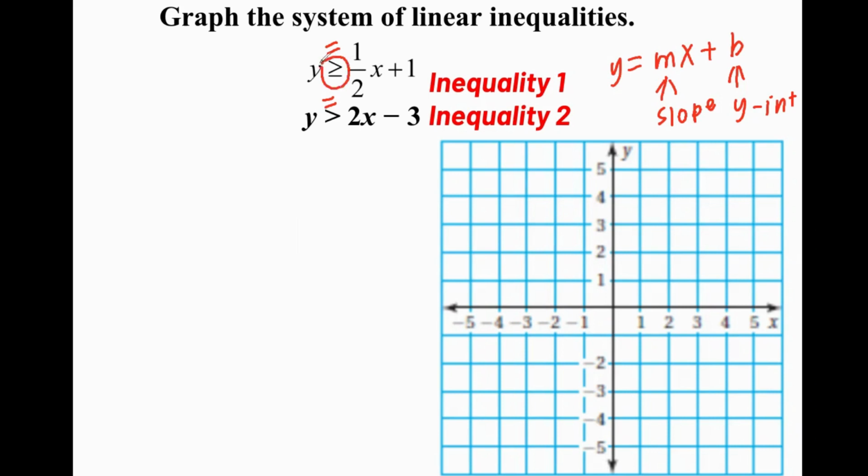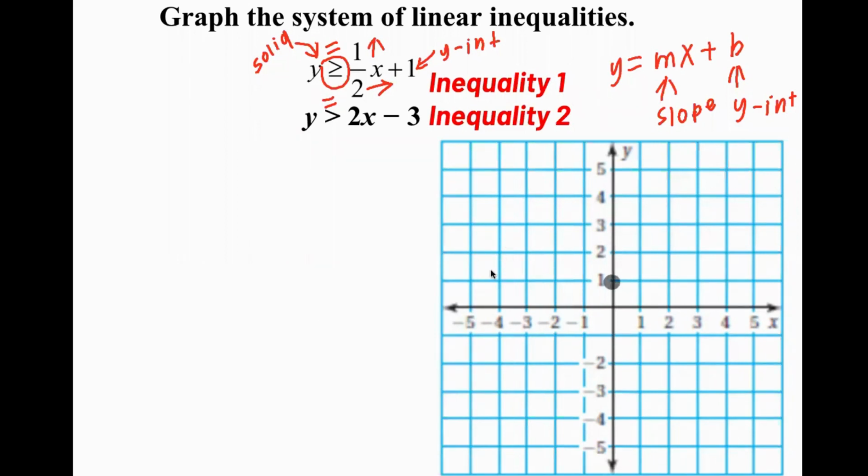For y ≥ 1/2 x + 1, this would be a solid line since we have greater than or equal to. Our y-intercept would be positive 1, and our slope would be positive 1 over 2. So you're going to rise 1 unit and run 2 units to the right. So let's go ahead and graph that.